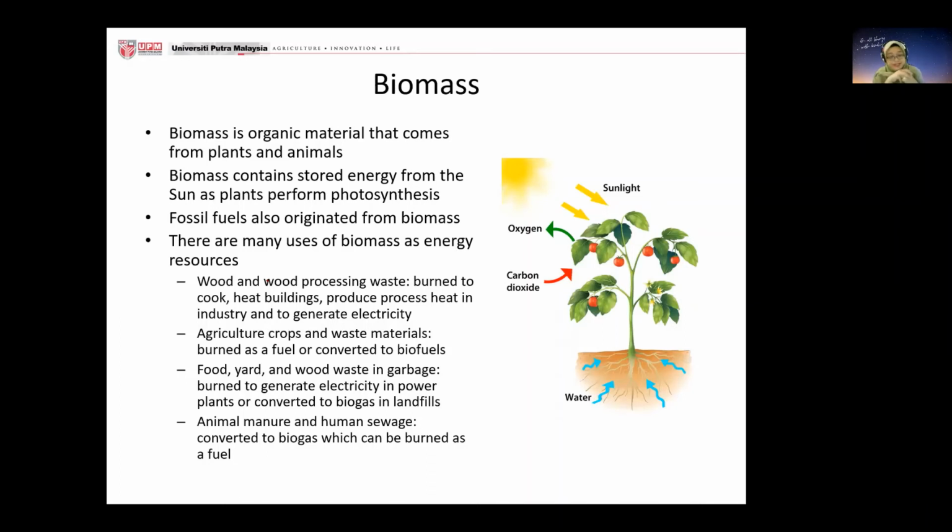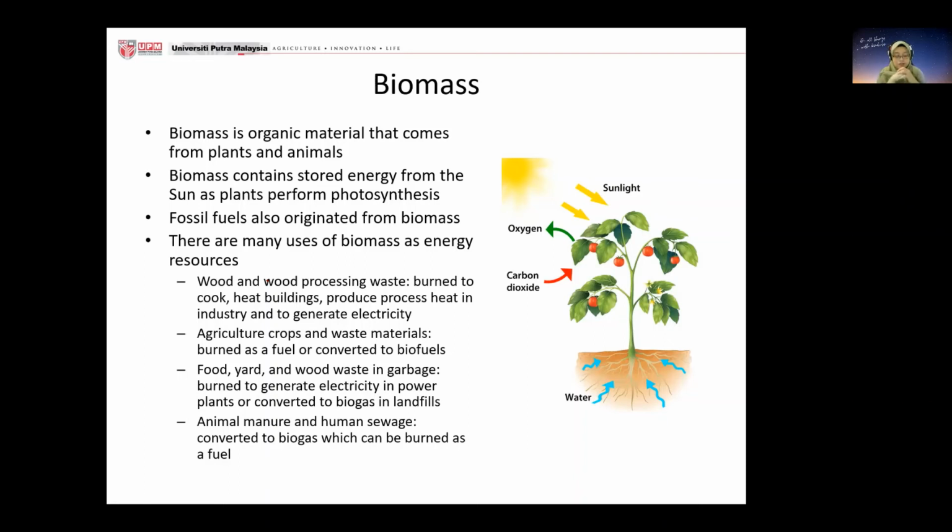You also have food waste, what you throw out from your own house, from the residential areas. This type of waste can be burned to generate electricity, or it can be converted to biogas in landfills, or by anaerobic digestion. Lastly, animal manure and human sewage can also be converted to biogas. And biogas can eventually be used as a fuel.